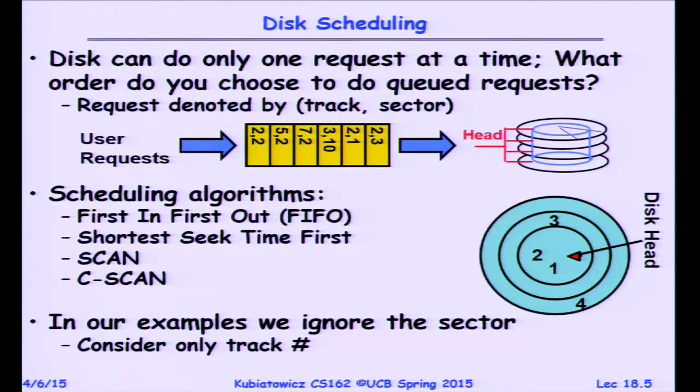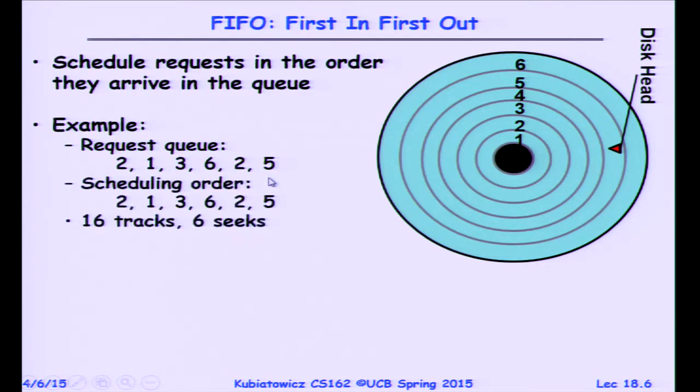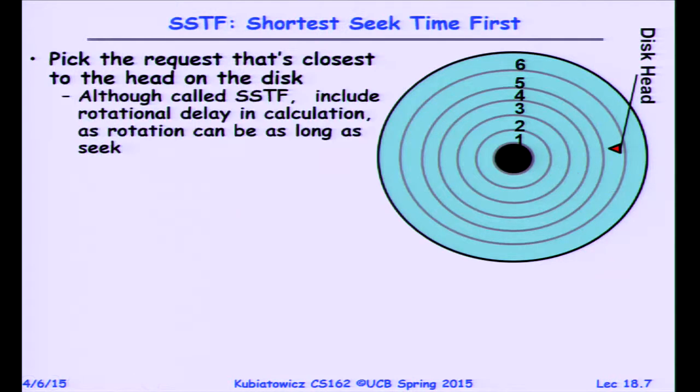This is going to be our generic picture on the right, which is a disk head, and we're going to ignore the sector number for a moment because that's harder to optimize for. And so here's what happens with first in, first out. Here's the set of tracks we want to go to. And of course, what happens? The scheduling order is 2, 1, 3, 6, 2, 5, just like they came in. And the head goes down, the head comes up, the head goes down, and the head goes all over the place.